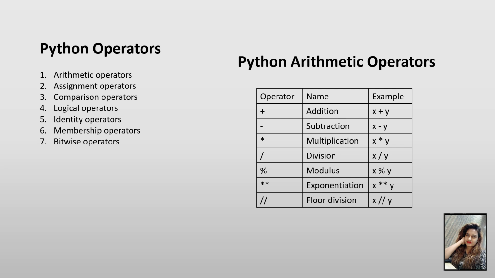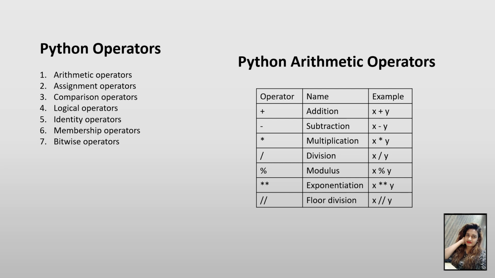Here I have 7 kinds of operators in the Python programming language, which are: arithmetic, assignment, comparison, logical, identity, membership, as well as the bitwise operator. Here first we will see the Python arithmetic operators, that means how many arithmetic operators there are in the Python language.